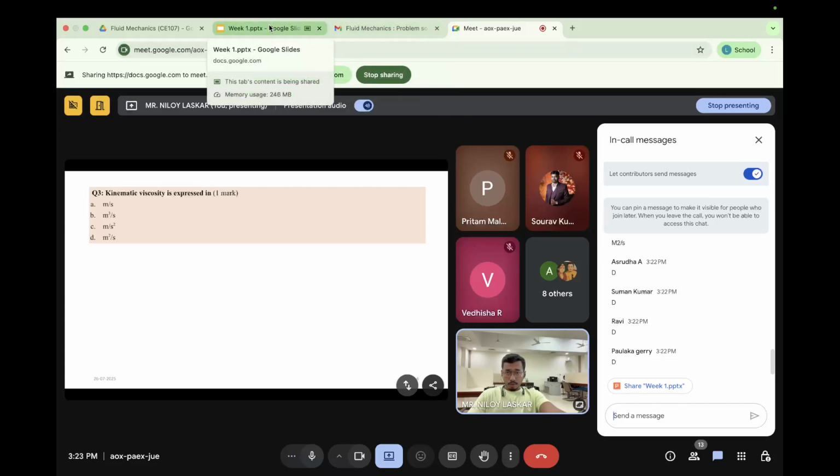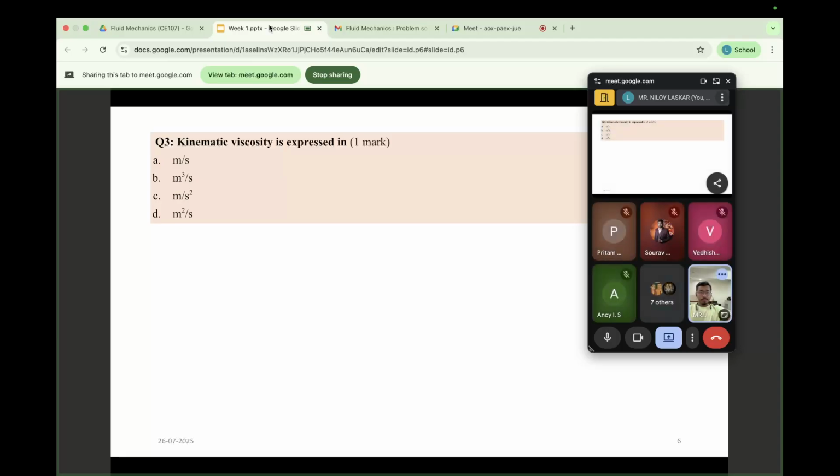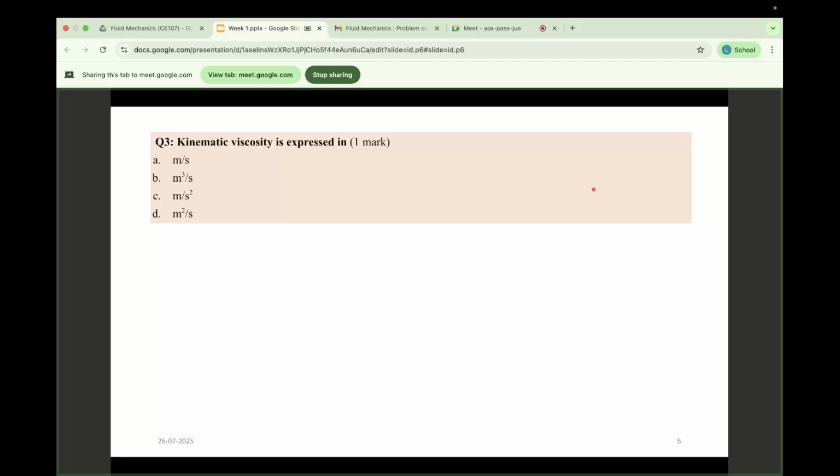So, what basically is kinematic viscosity? Kinematic viscosity is the ratio of dynamic viscosity to density. If I represent kinematic viscosity as nu and dynamic viscosity as mu, we know that it is the ratio of dynamic viscosity by density. Density can be represented as rho, right?